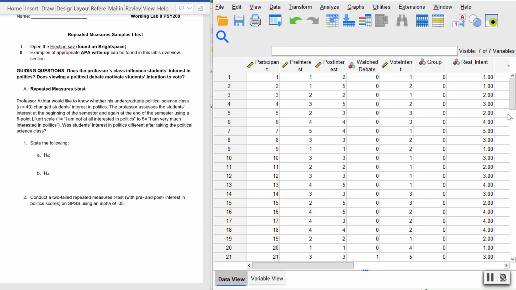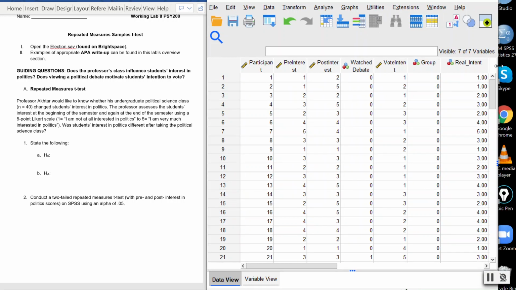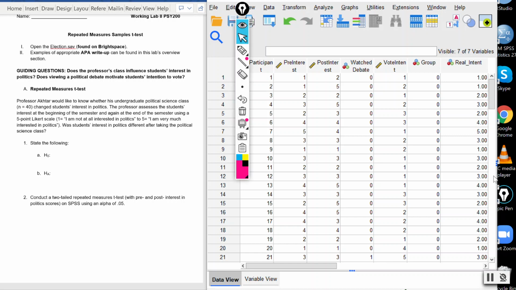All right, so let's go ahead and get started. So this is our current assignment. You're going to be doing a paired samples t-test. Before I get started, I wanted to just describe what it is and give you the assumptions, and then we'll jump right into the assignment.